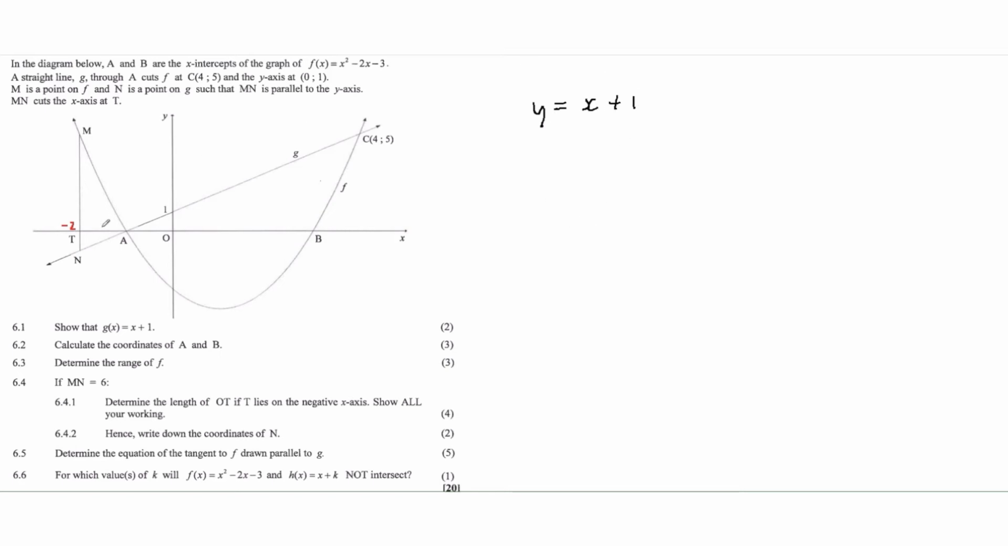So to calculate the y coordinate of n, we know what the x coordinate is. It's negative 2. So we can just substitute that in there and then solve for y. Negative 2 plus 1 is negative 1, and that's going to give us our y coordinate of n. So our final answer, the coordinates of n are negative 2 and negative 1.